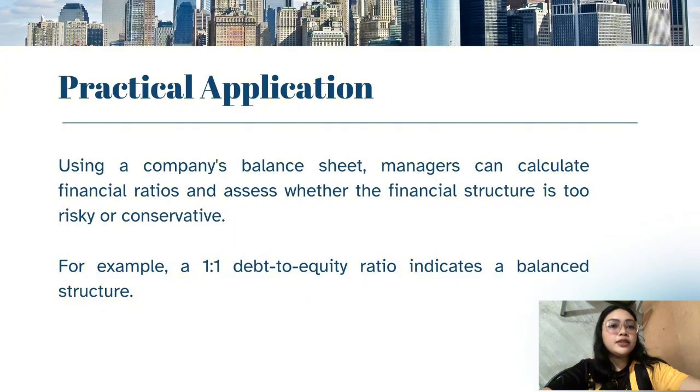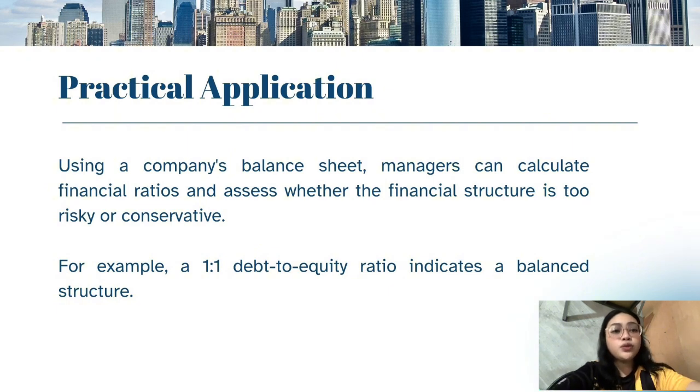So, let's proceed sa practical application. Using a company's balance sheet, managers can calculate financial ratios and assess whether the financial structure is too risky or conservative. For example, a 1:1 debt-to-equity ratio indicates a balanced structure. Let's look at a simple example. Company ABC has 10 million in assets, 5 million in debt, and 5 million in equity. Its debt-to-equity ratio is 1:1, which means it has a balanced financial structure. This helps us visualize how numbers reflect financial health. Companies use this calculation to guide decisions about borrowing and investing.